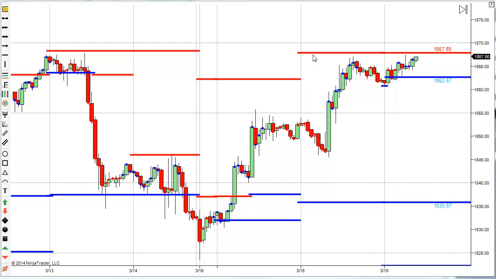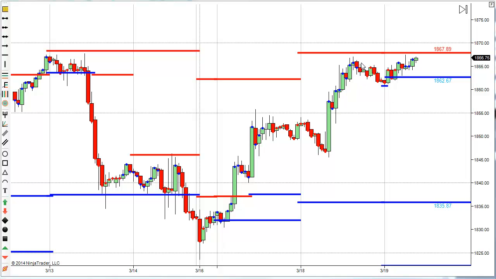We have been discussing this resistance here at 1868, and the market has made its way up with yesterday's price action to the upside, right about up to this level. You see that during the overnight we touched it and came back. So this is and continues to be an important level for this market. So how do we use this?